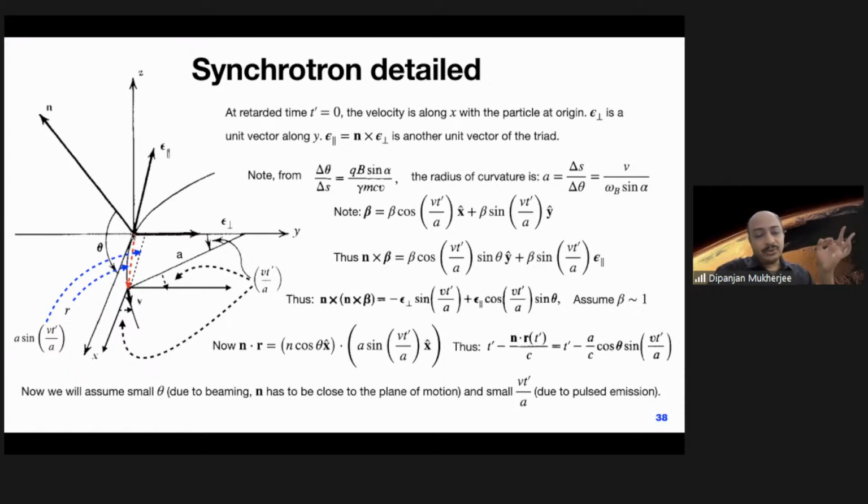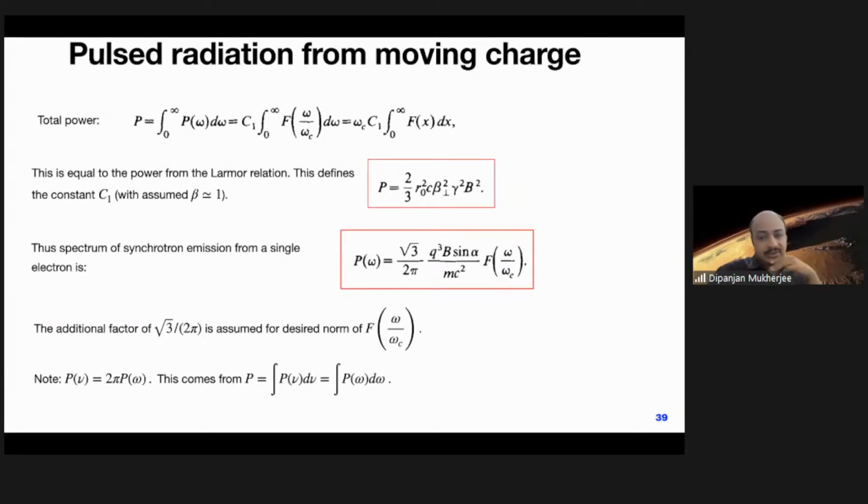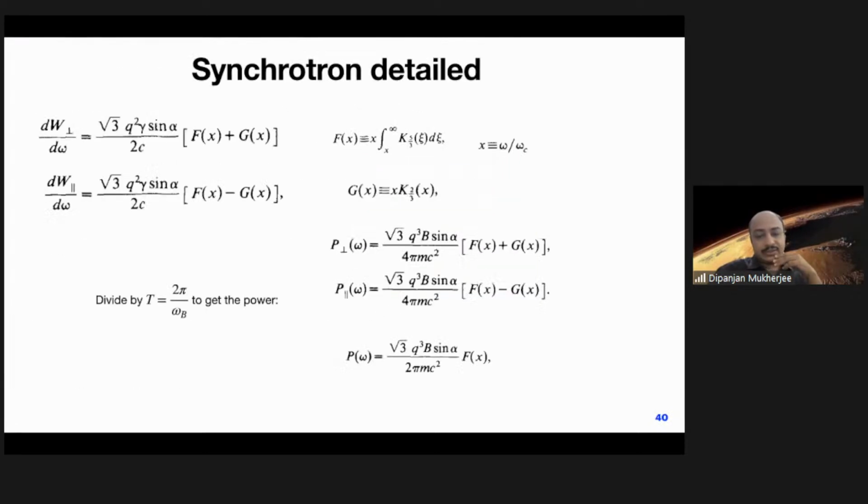What we do is identify the trajectory of the particle as it is moving along this arc, and then find the components of the acceleration vector. If n is the direction of the observer, we find the amount of radiation that is going towards that particular direction, and then use the standard expressions of the electromagnetic field.